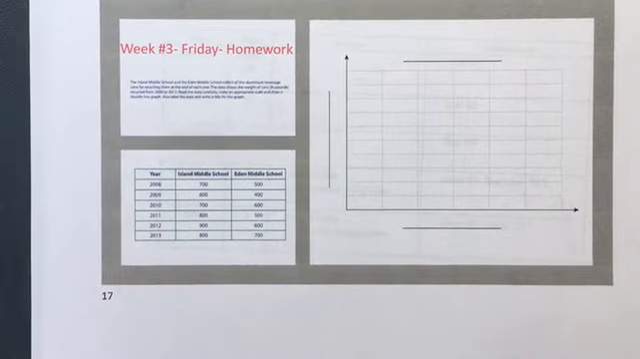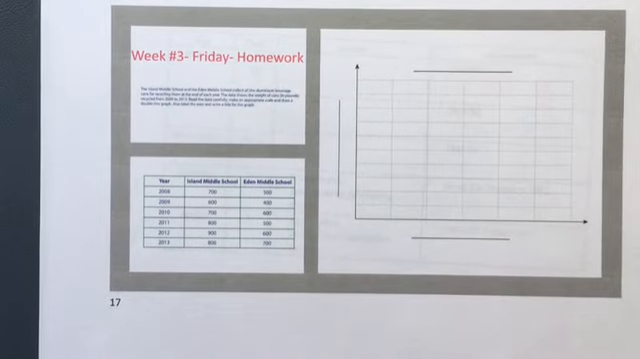If I can read it, I think you guys can read it, right? The Island Middle School and the Eden Middle School collect all the aluminum beverage cans for recycling at the end of each year. The data shows the weight of cans in pounds recycled from 2008 to 2013. Read the data carefully. Make an appropriate scale and draw a double line graph. Also label the axes and write a title for the graph.